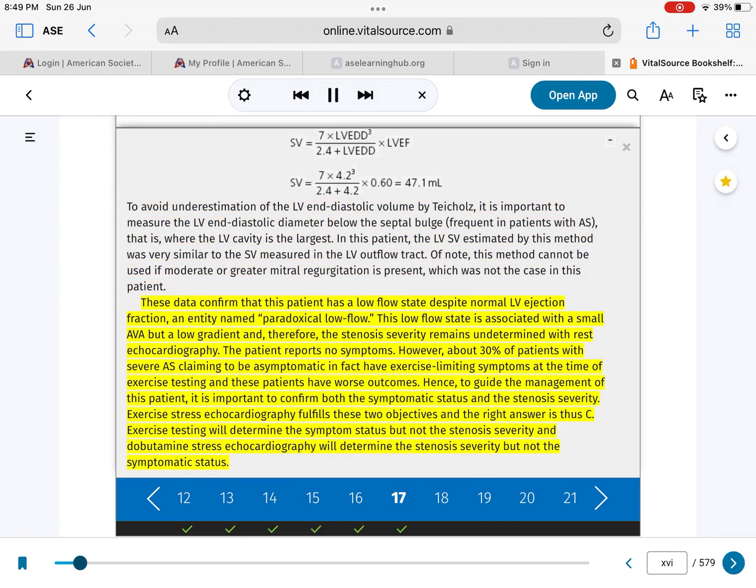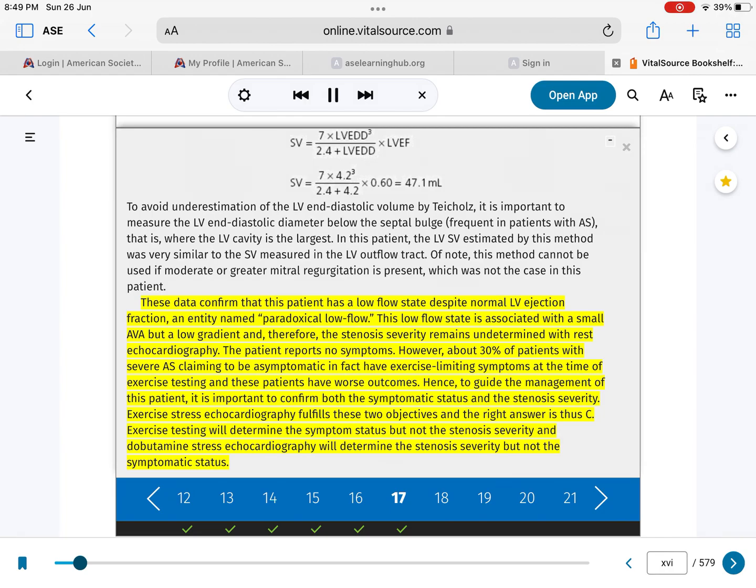These data confirm that this patient has a low flow state despite normal LV ejection fraction, an entity named paradoxical low flow. This low flow state is associated with a small AVA but a low gradient. Therefore, the stenosis severity remains undetermined with rest echocardiography. The patient reports no symptoms.